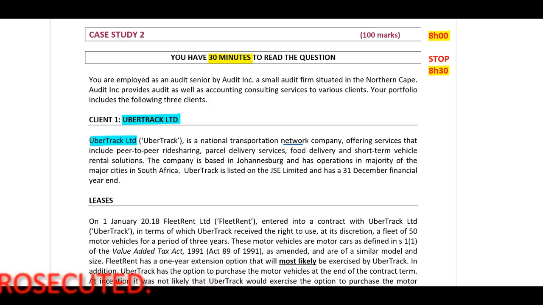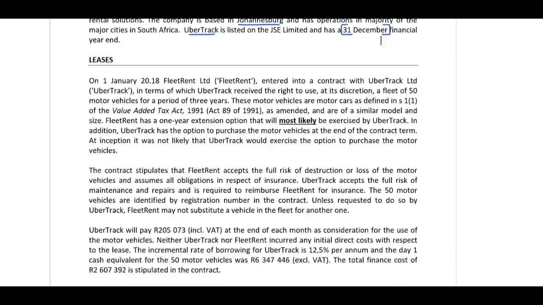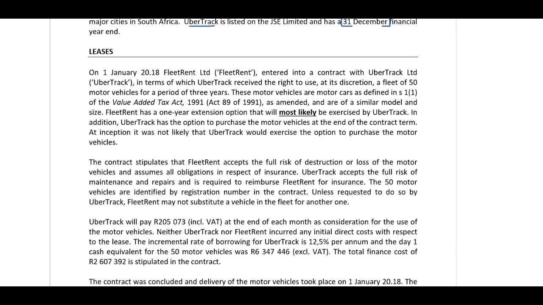The company is based in Johannesburg and has operations in the majority of the major cities in South Africa. UberTrack is listed on the JSE Limited and has a 31 December financial year end. Leases. Immediately, you are able to identify that you need to think about your IFRS 16 principles.